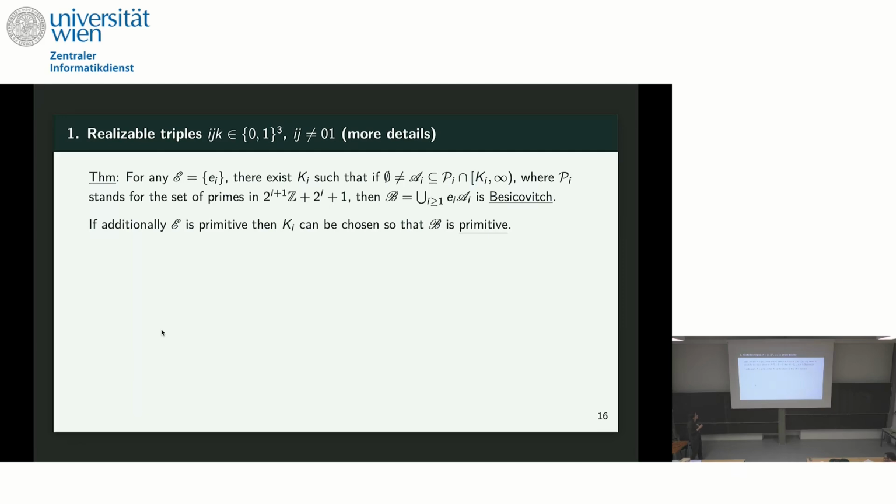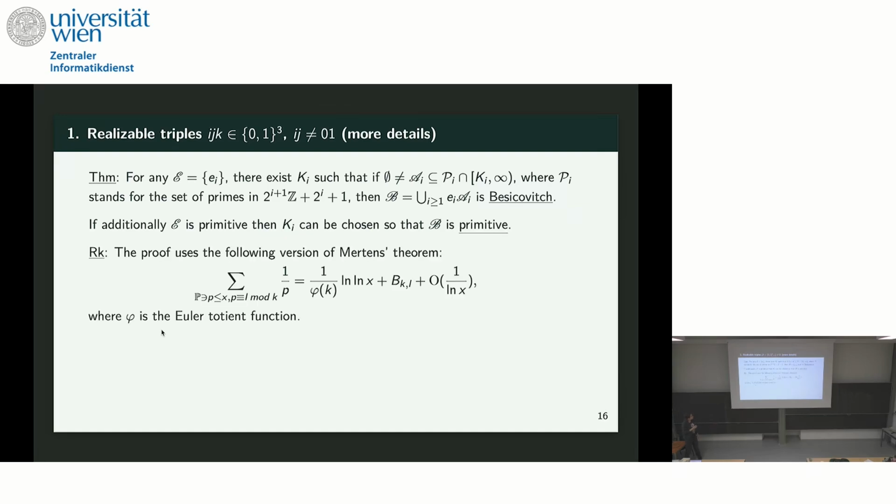So the theorem is as follows. For any set E, there exists Ki such that if AIs are sets of primes sitting in these arithmetic progressions and are large enough, then the set B built this way will always be Besicovitch. So the sets are simple. They contain only one element. It's EI each time, and AI is a certain subset of primes. And if we additionally assume that we started with a primitive set, then these KIs can be chosen so that the resulting set is again primitive.